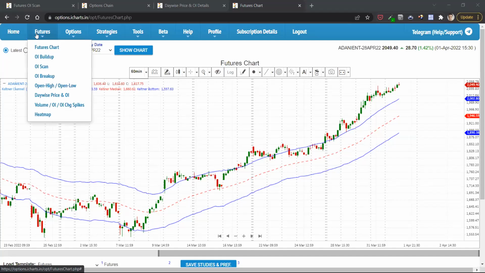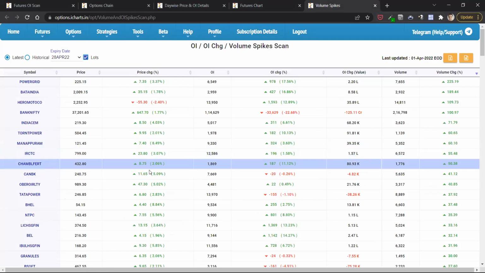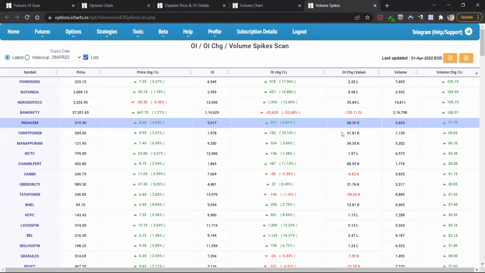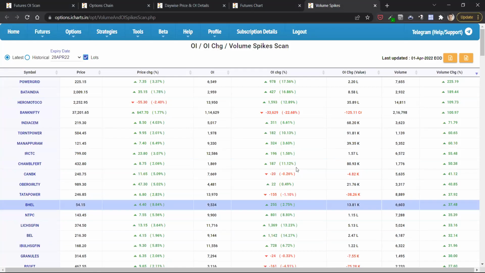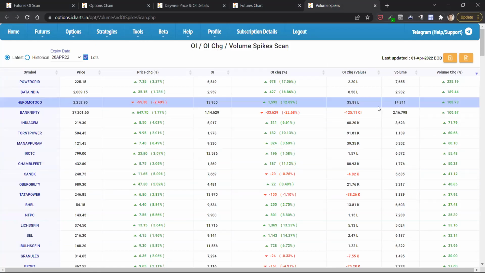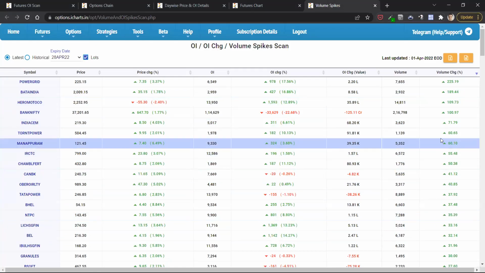So this is for stocks. Another thing, in general, to see what kind of trend is there in the market: just watch this OI change, volume spikes scan every day, around say 2-3 hours after the market starts. This is just to give you an idea of how much volume is coming into the market.